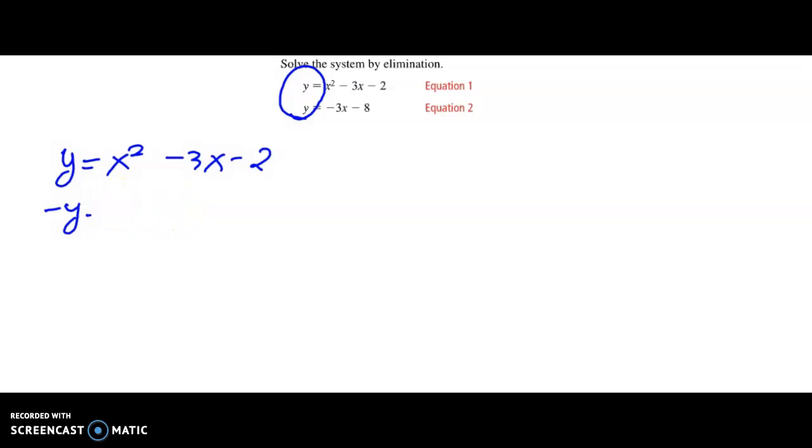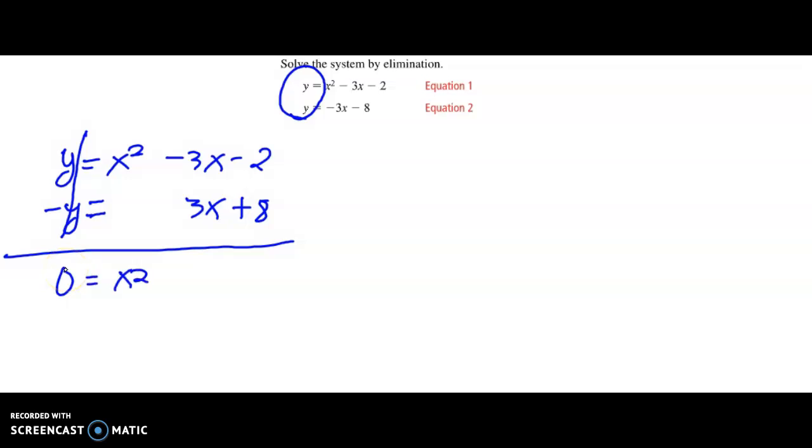Again, let me line up similar terms. So 3x plus 8. So this will cancel out. We'll get 0 equals x squared. This will also cancel out. And then you have plus 6.